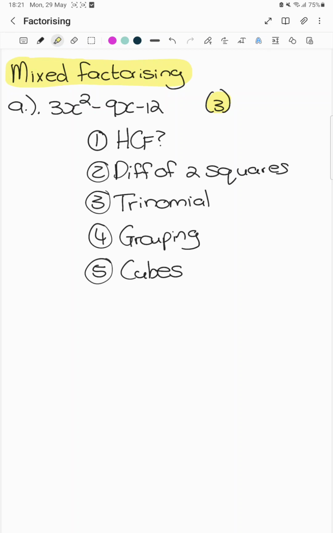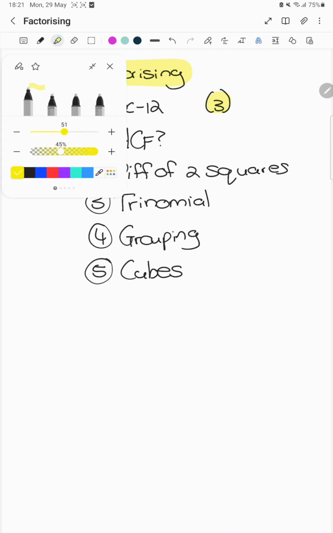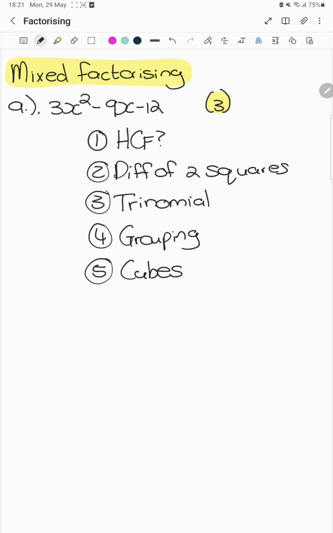Usually it is either to get a common factor, or in your final answer there is still something you can factorize. So then you still have an extra step. Alright, so let's get started with this one. My favorite way to decide what type of factorizing I have to do is through elimination. So let's look at what I have.